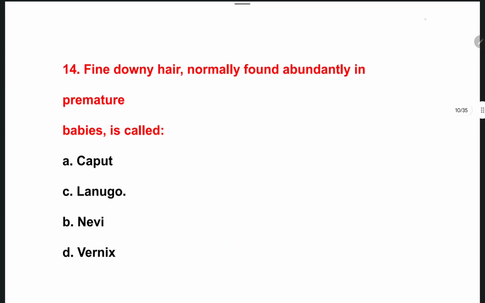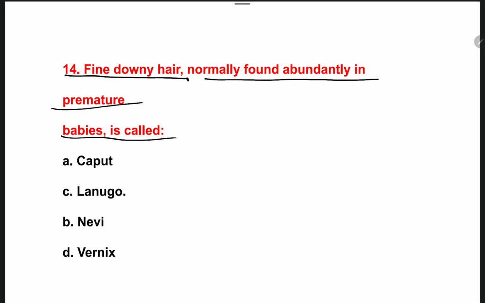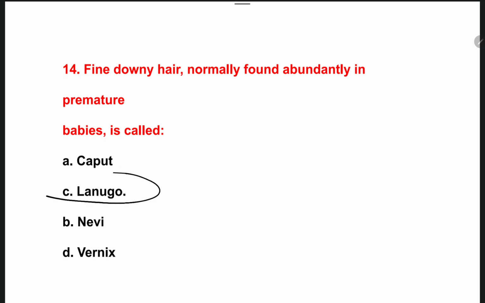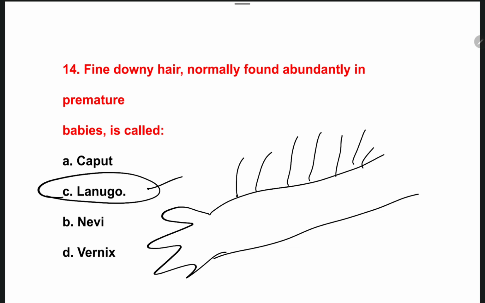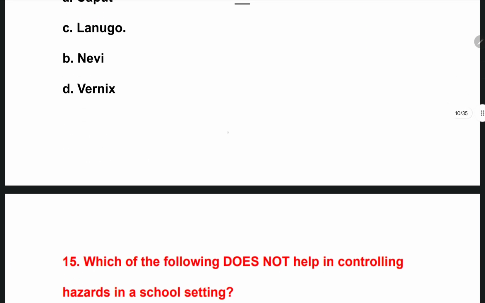The next one is: fine downy hair normally found abundantly in premature babies is called? Options are caput, lanugo, nevus, and vernix. So the right one is lanugo. Lanugo is nothing but fine hairs present on the baby's skin.